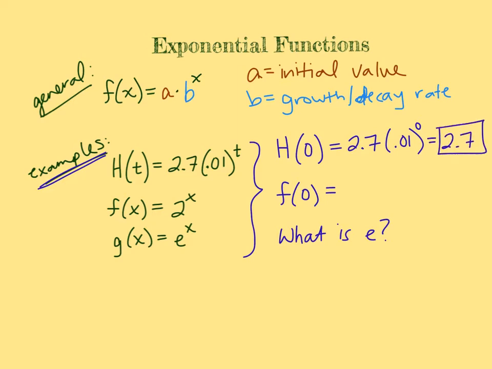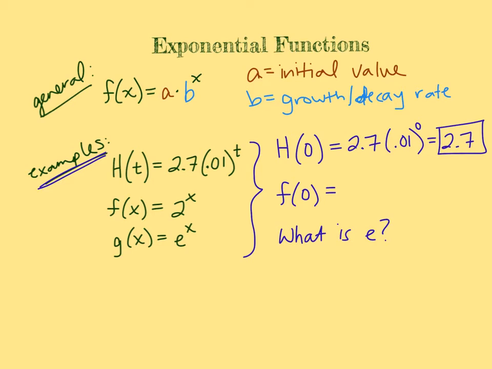That is why this value of a here is called the initial value. Because if you were to plug in 0 for x, meaning at time 0, what's happening initially at the beginning, this will end up being 1, and you're left with just whatever a is.